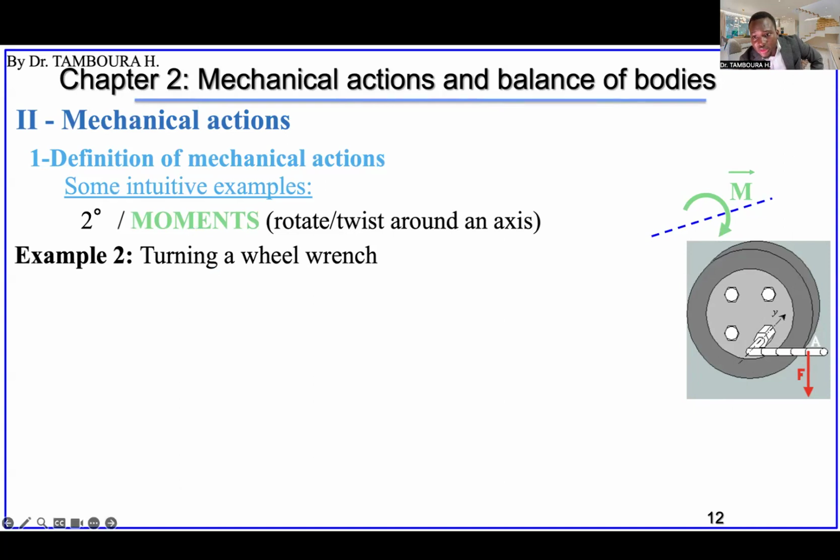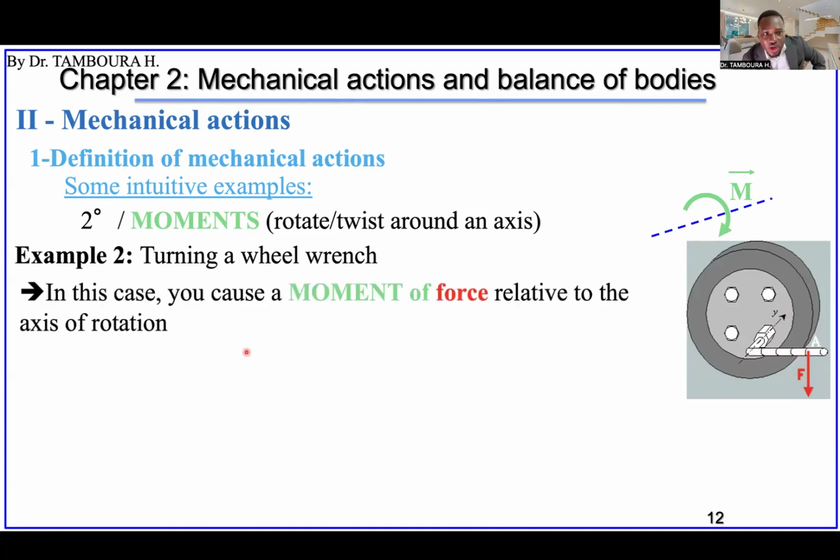And the distance at that time, the distance between the axis of rotation and the axis of the force, is this distance. Okay, so in this case you cause a moment of the force relative to the axis of rotation. So in example number 3, it's the same case.